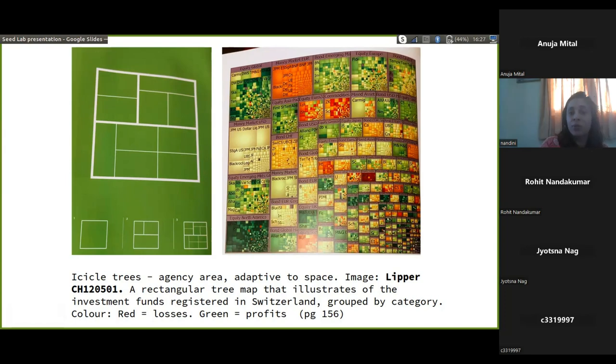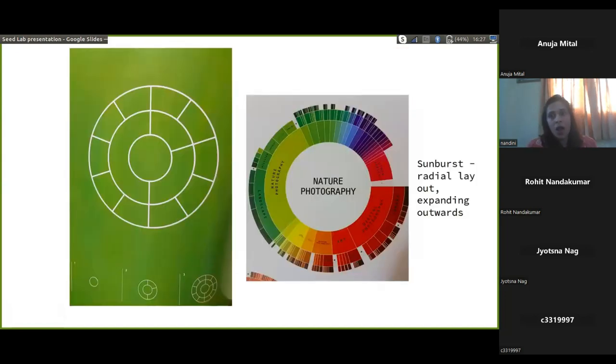And can we think of icicle trees where there is an agency area? There are different adaptations to this space that are depicted in multiple ways that are grouped by category. Can we think of the way we come together as sunbursts, where we radiate outwards and we expand outwards?